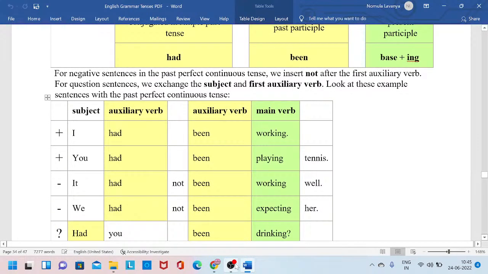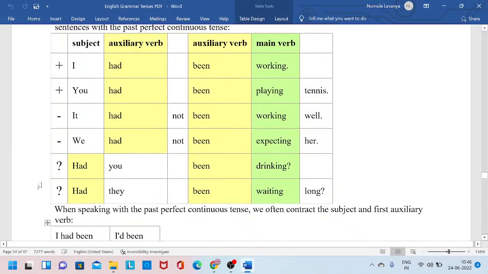See, I had been working. You had been playing tennis. So we have 2 auxiliary verbs, had plus been. Okay, and this is the past perfect continuous. For a negative sentence, it had not. After the first auxiliary verb, "not" will be inserted. It had not been working well. We had not been expecting her. And for question formation: Had you been drinking? Had they been waiting long?